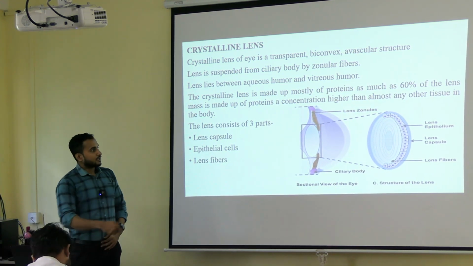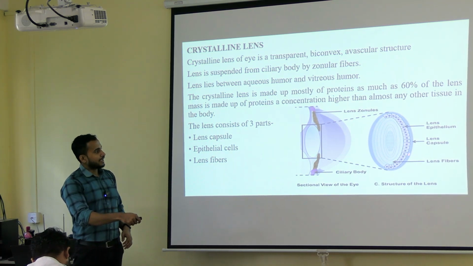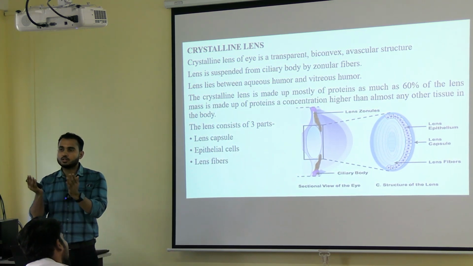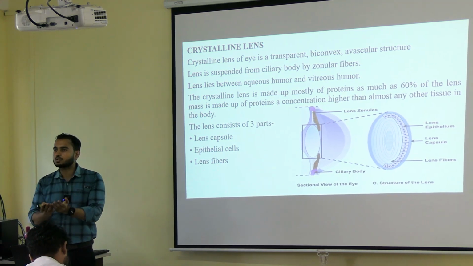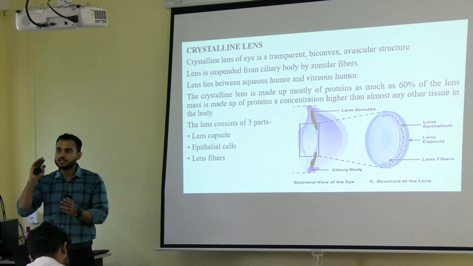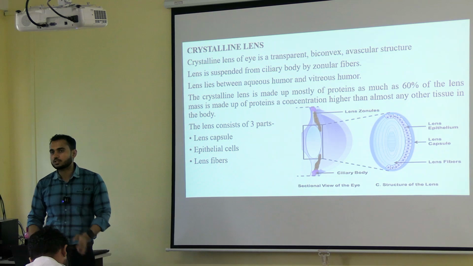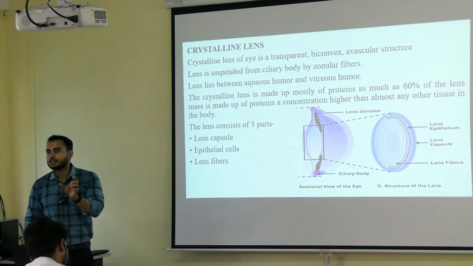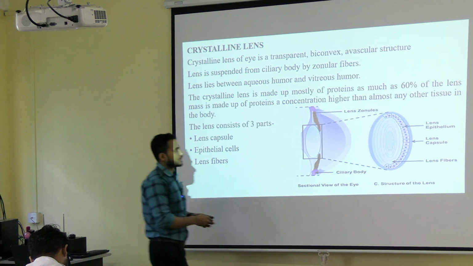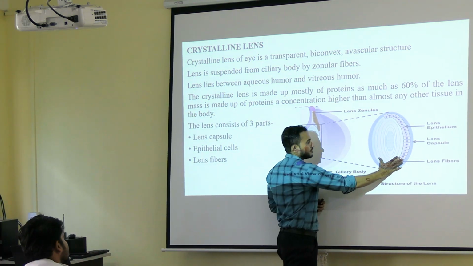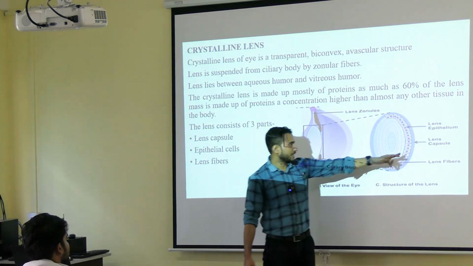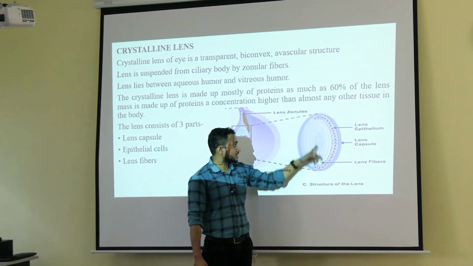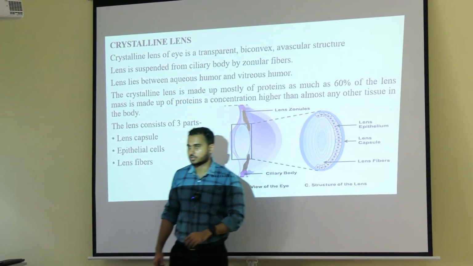Now, first the lens capsule. The lens capsule is covering the lens throughout. That means it is present on the anterior aspect and also on the posterior aspect. The lens, as I said, is biconvex in shape. Here you can see the lens, the shape is biconvex. It has one anterior pole, a posterior pole, and these are the equators of the lens.